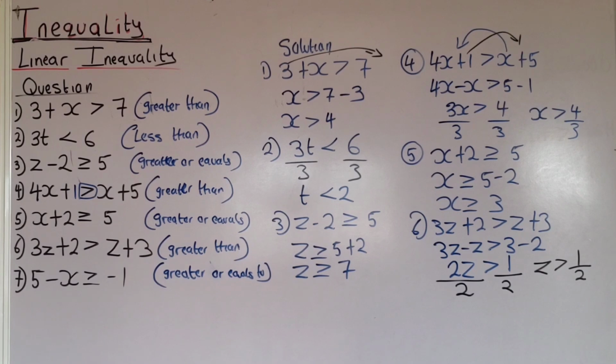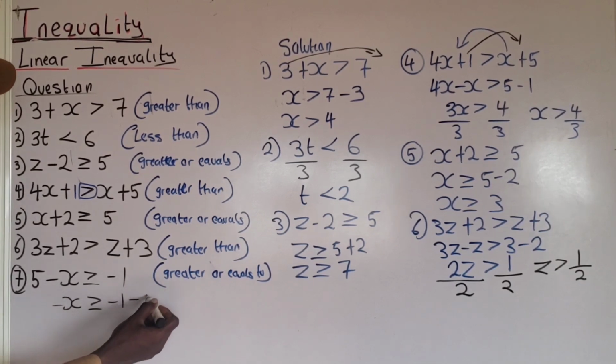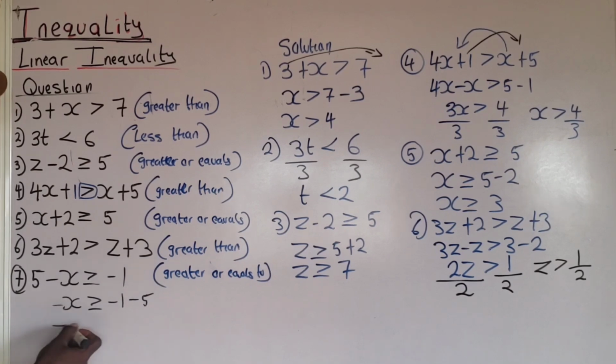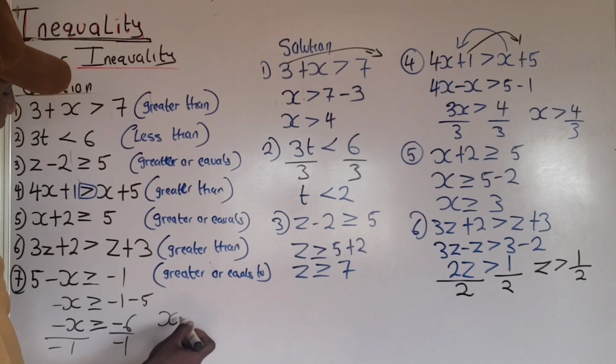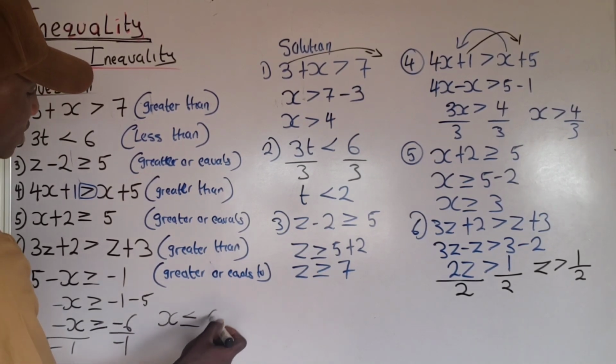Now I want you to attempt question number 7. If you got the answer right, let me give you the answer. Negative x greater than or equals to negative 1, negative 5. That will be negative x greater than or equals to negative 6. So if you divide both sides by negative 1, you're going to have x is less than or equals to 6.